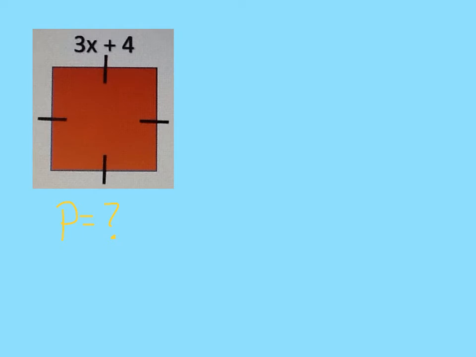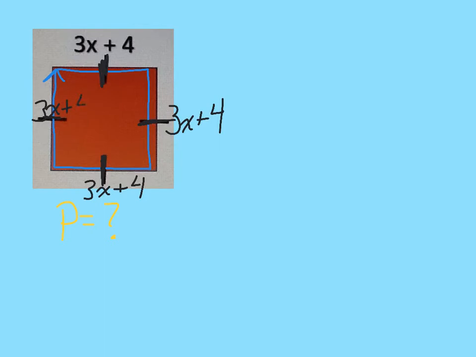Well, if we recall, perimeter is going to be the distance around this square, all the way around the outside. These little hash marks or tick marks that we see on each side mean that all of those measurements are exactly the same. So if this side here is 3x plus 4, this side is 3x plus 4. This side down here is 3x plus 4, and this side is 3x plus 4. So that's a quick way of saying that all four of these sides are exactly the same.